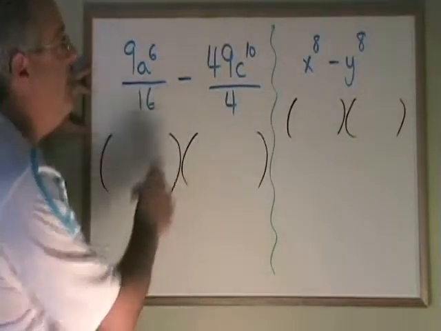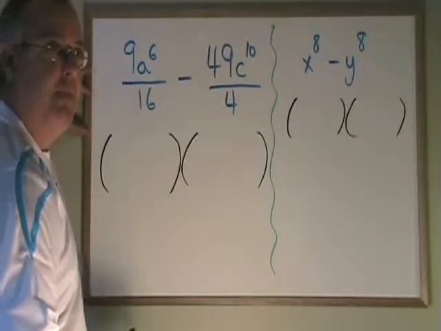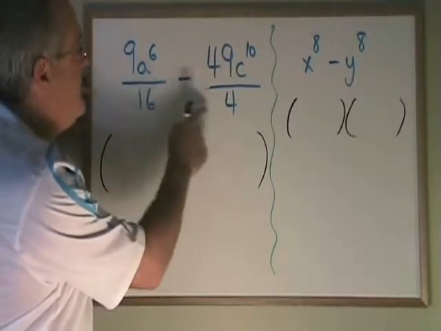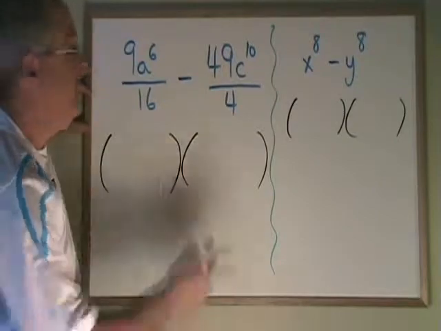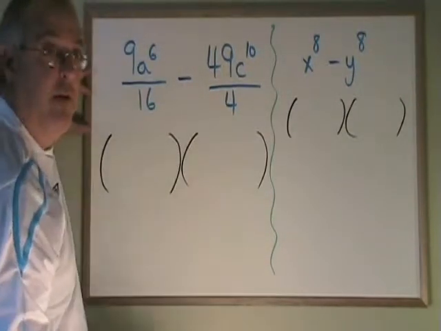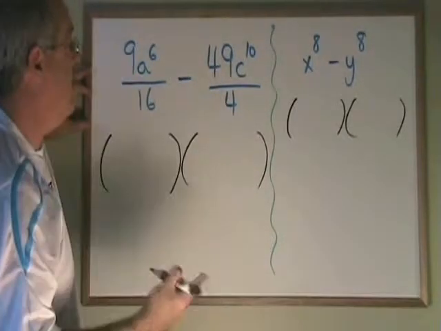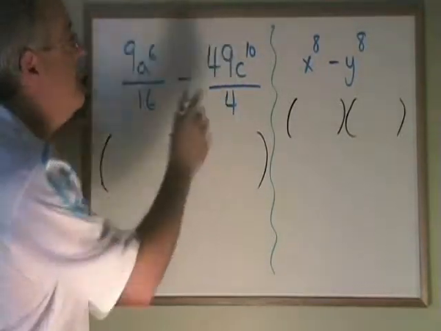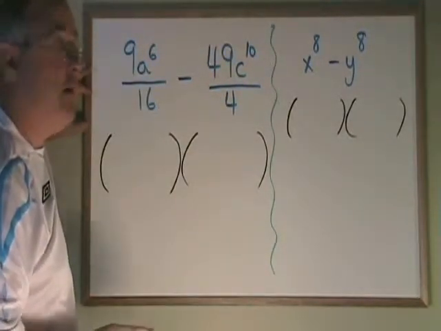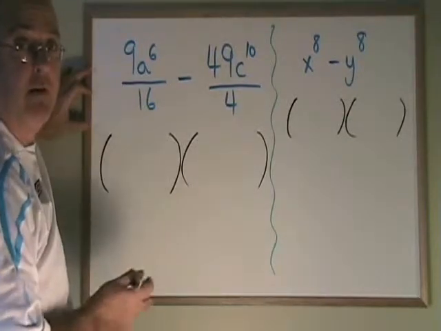Here we have a couple of very weird looking examples. This first expression is a binomial. It is a subtraction and therefore a difference. And 9, 16, 49, and 4 are all squares. A to the 6 and c to the 10 have even numbered exponents, so they are squares too. This is a difference of squares.